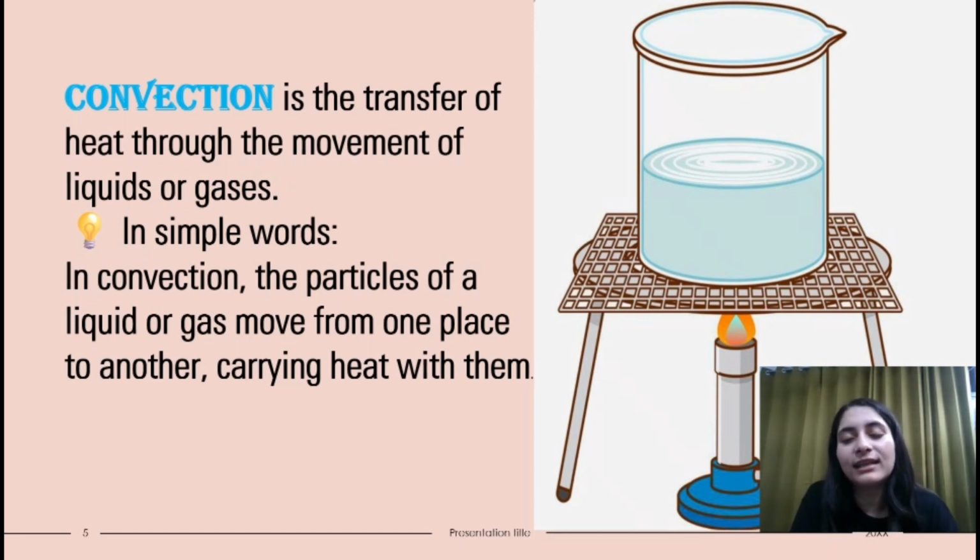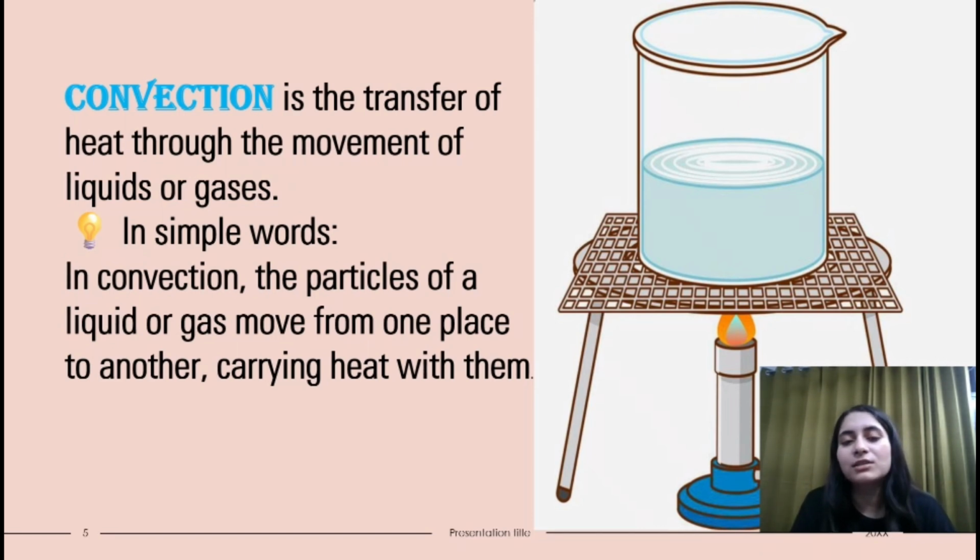For instance, let's look at this illustration. What happened in this illustration? With the help of the burner, the water is boiling. There is nothing to do with direct contact. Let's take an example: in the winter season, if you are near the fire, then you feel heat. Why do you feel heat? Because of the process of convection. This is an example of convection. This is the process of convection.